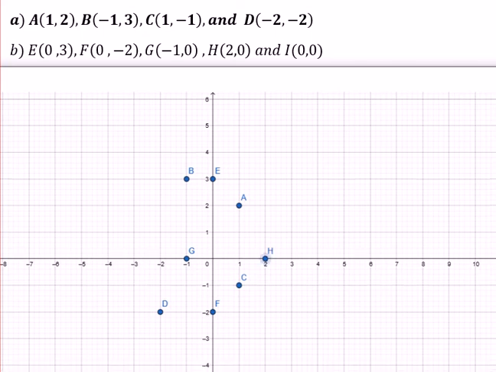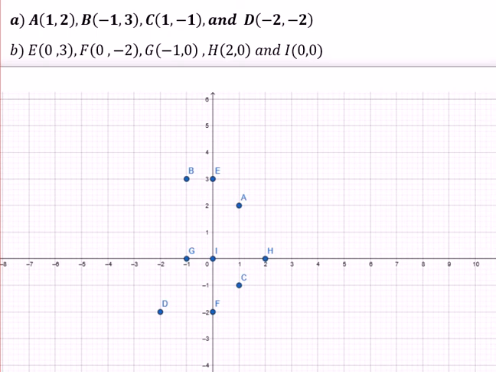Finally, we have the point I, 0, 0. As you see, for I both x and y are zeros, which means that this point will remain at the origin. In fact, guys, usually we call the point I as point O, and it's known as the origin.